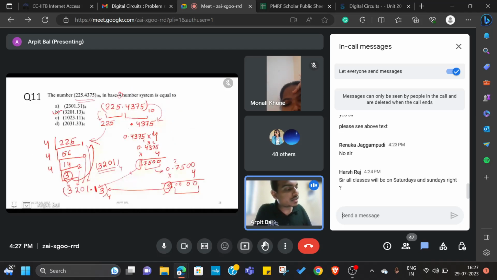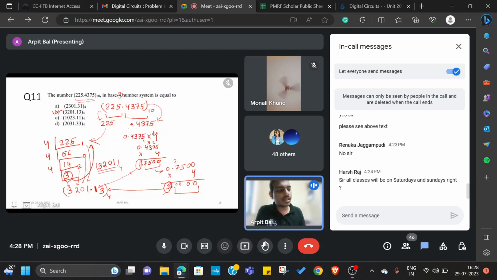Then the next question was basically converting from one number system to another number system, that is from decimal to the base 4 number system. And we also saw that if anything is present after the decimal, how to convert that into that particular base. For anything that is present before the decimal, we perform the long division. Similarly, for anything that is present after the decimal, we perform multiplication, right?